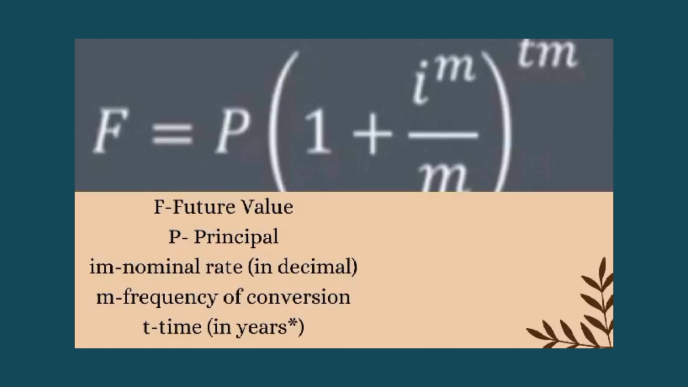Now let's proceed to the next slide. This formula is for the compound interest. F stands for the future value, P for principal, IM for nominal rate in decimal, M for frequency of conversion, and T for time in years.